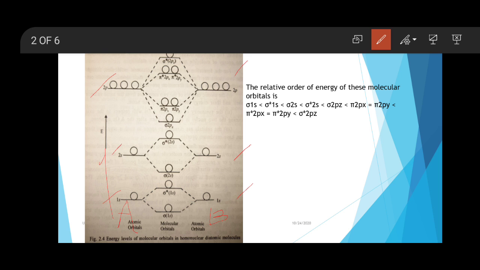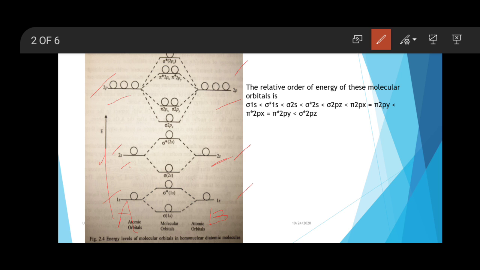Okay, so the 1s orbital of A atom will be on this side, and the 1s orbital of B atom on the right-hand side. This is the 2s orbital of A atom, this is the 2s orbital of B atom, these are the 2p orbitals of A atom, and these are the 2p orbitals of B atom. Everybody understood?